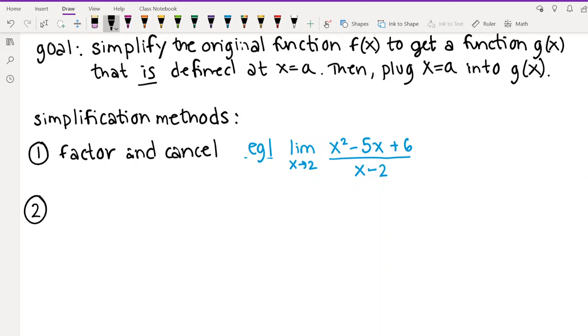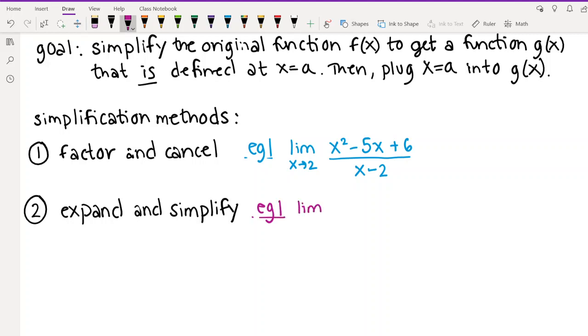The other method we talked about in yesterday's video is expanding and simplifying. This is going to happen when you have a part of your function that can be multiplied out. And you'll see that once you multiply it out, that's what enables you to actually cancel something from the denominator. An example of that would be something like the limit as x approaches 0 of (5 plus x) squared minus 25, all divided by x.